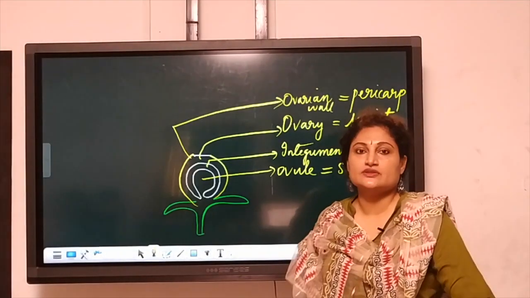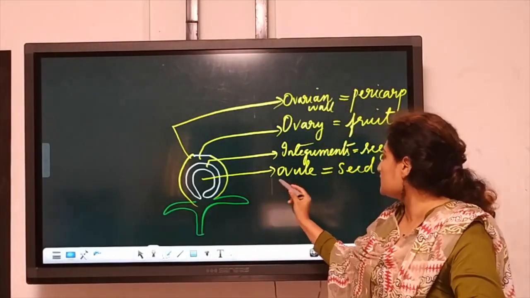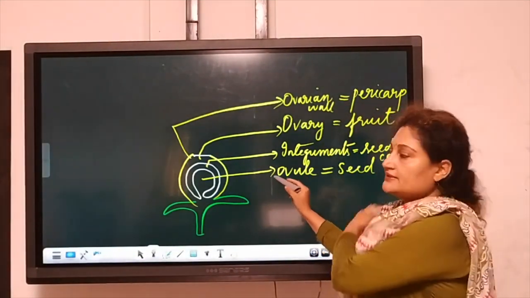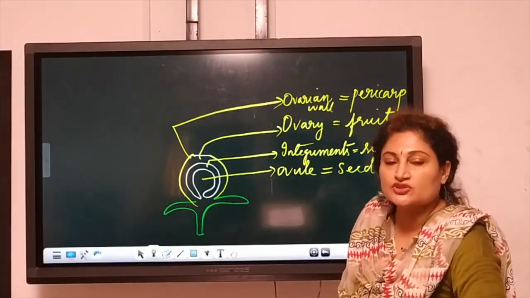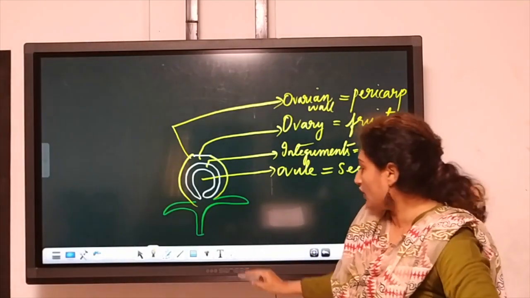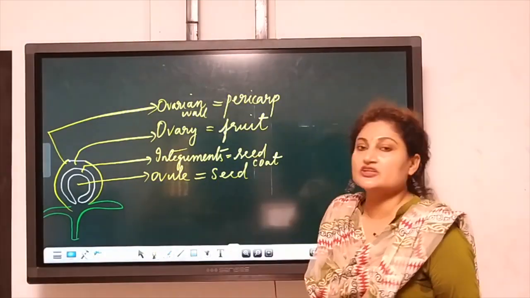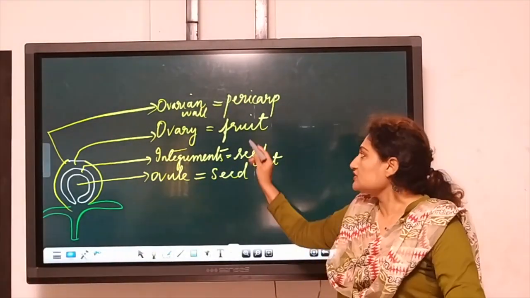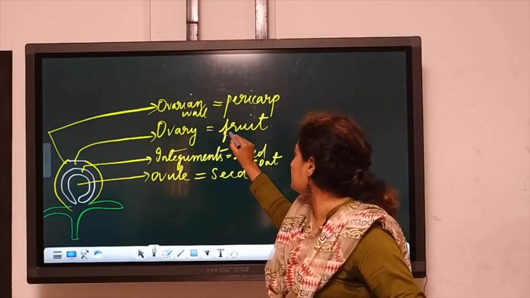So this is what happens after post-fertilization. Which are the structures? Ovule becomes the seed, the integuments become the seed coat, the ovary becomes the fruit, and the ovarian wall becomes the pericarp. So now we know what is a seed. Seed is a fertilized ovule. What is a fruit? Fruit is a fertilized ovary.